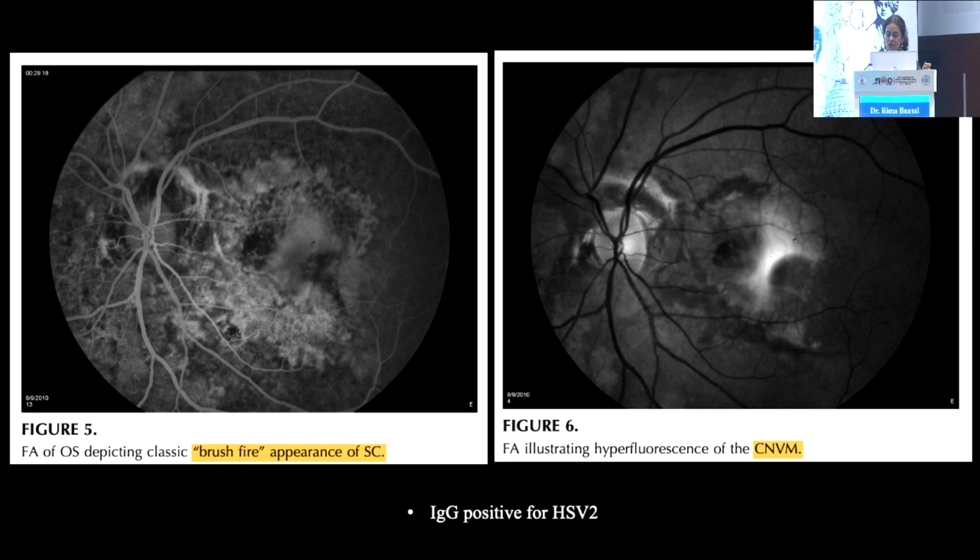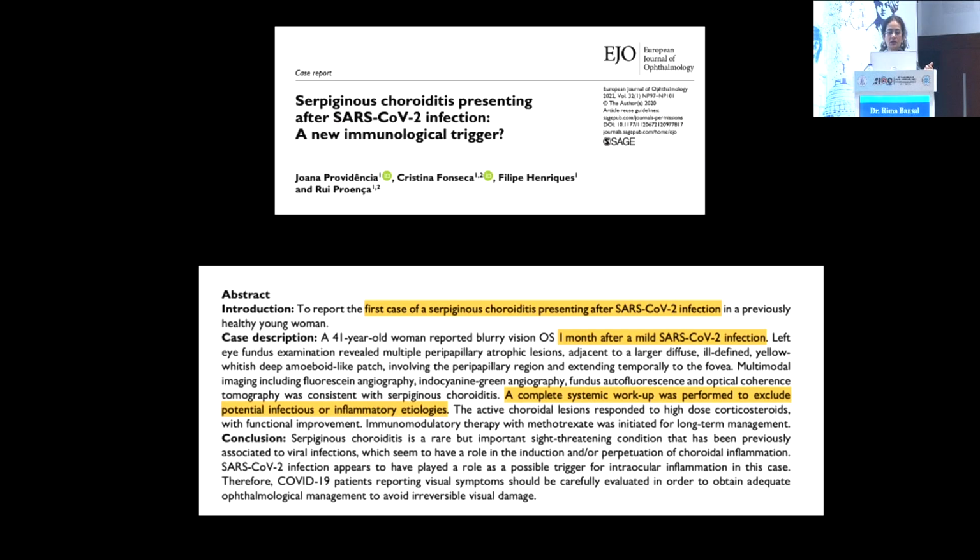So a complication like CNVM is well known in serpiginous choroiditis. Here again, a herpetic or a viral etiology was the cause of serpiginous choroiditis. With COVID, this entity again got a new etiology with SARS-CoV-2, and this was the first report of this virus being the etiology of serpiginous choroiditis.